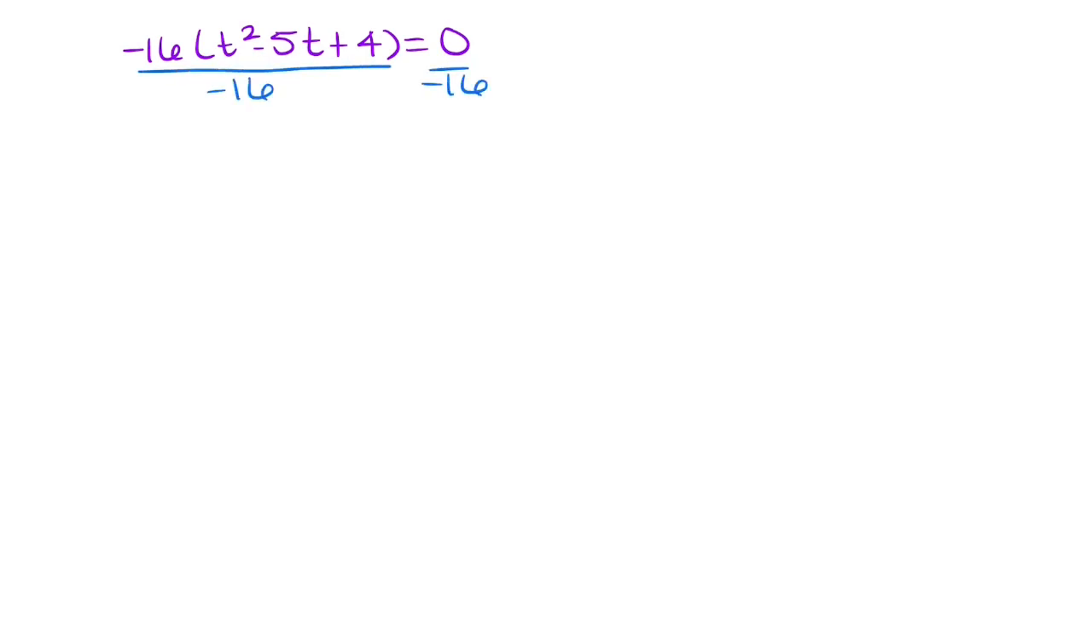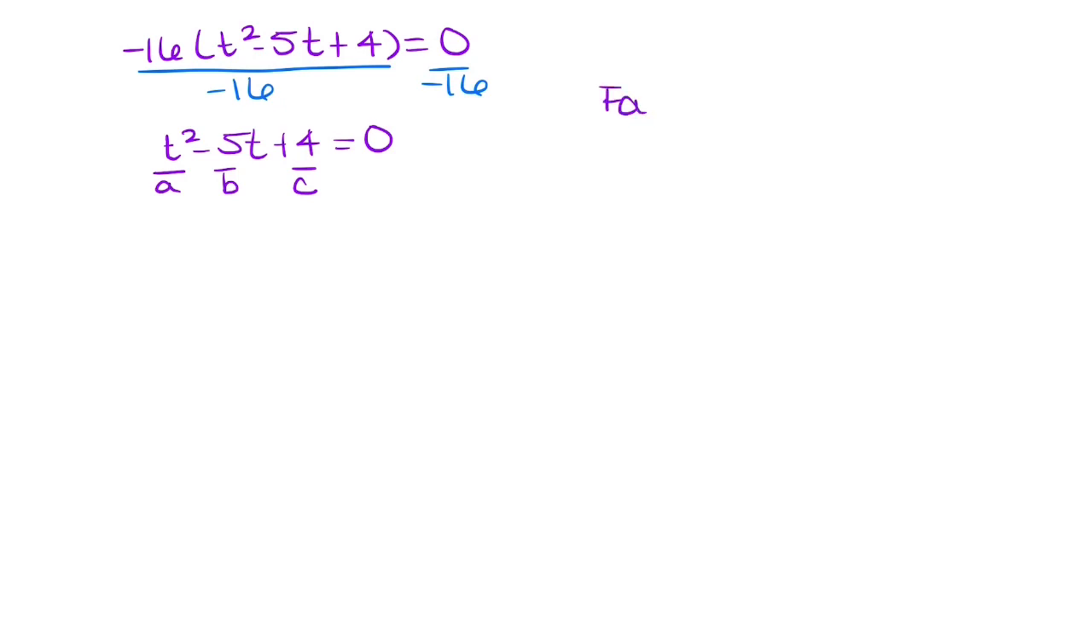Well, when I have negative 16 times t squared minus 5t plus 4 equals 0, I can solve this by dividing both sides by negative 16. So when I divide both sides by negative 16, that's going to give me t squared minus 5t plus 4 is equal to 0. So now what I can do is solve this quadratic equation. And you can solve using any method you want to. I actually like to factor. So I'm going to use factoring, especially since a equals 1. I think it's going to be pretty quick to factor this.